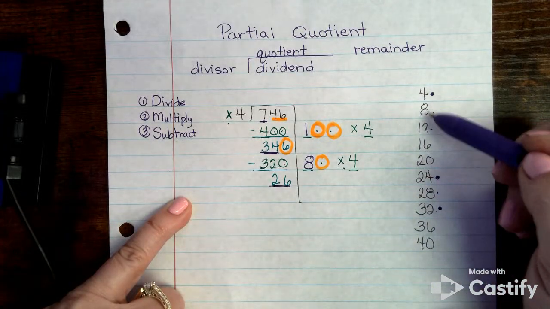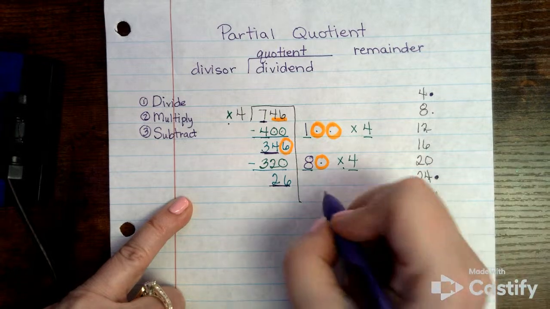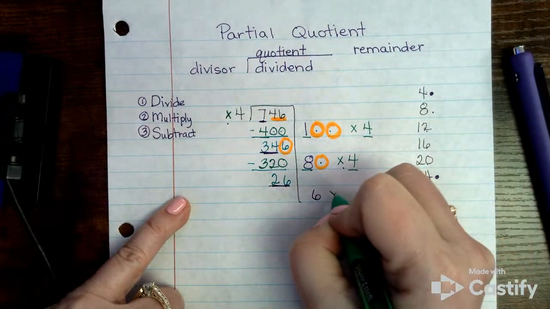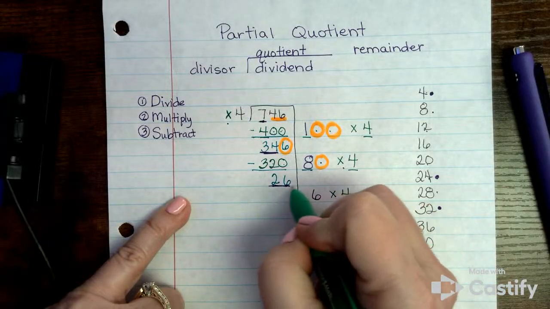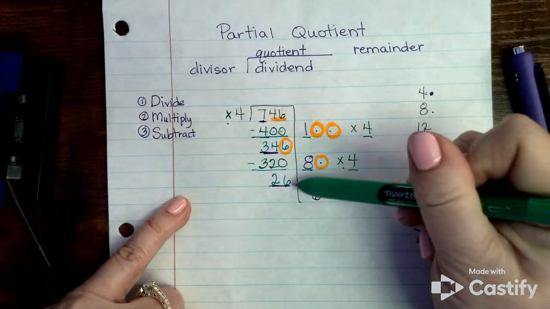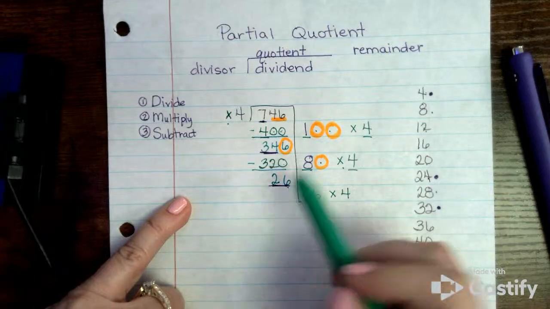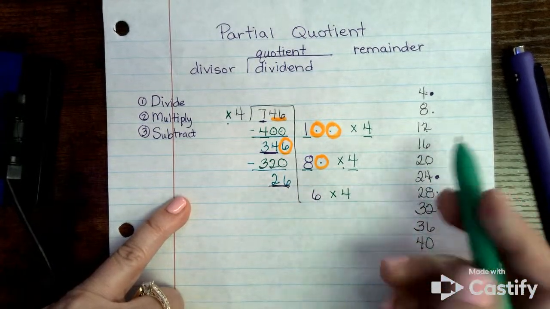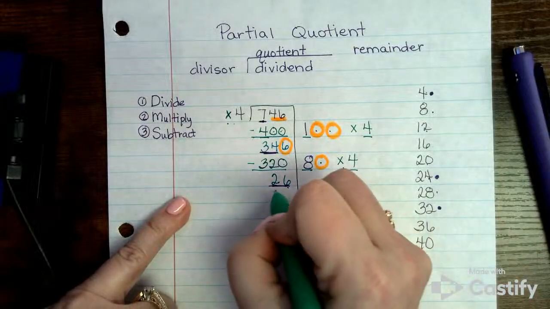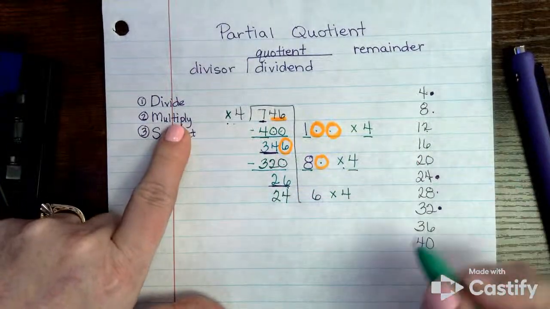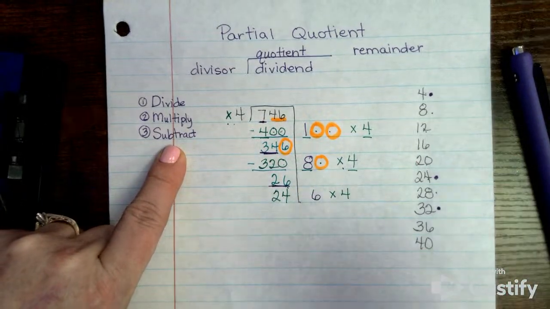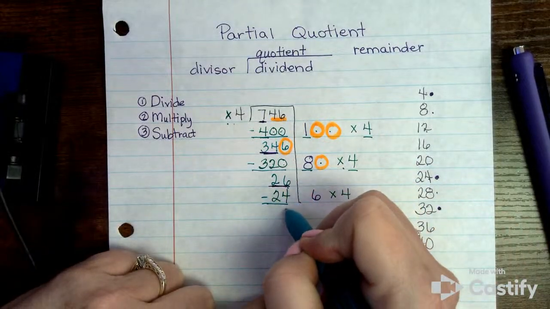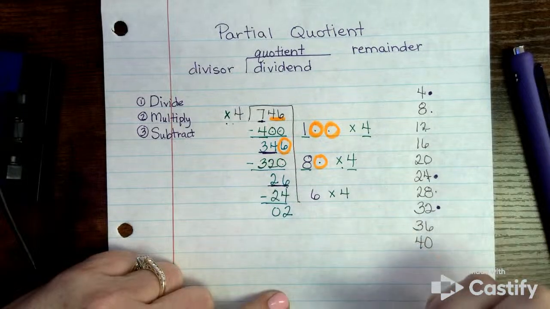24 was 1, 2, 3, 4, 5, 6 groups of 4. So 6 groups of 4. Now I didn't put a 0 here because we don't have any places that we didn't use. There isn't. We used the last of our digits, the last of our places. So no 0 here. But we are going to multiply the 6 times 4, always times the divisor, which is 24. And after we multiply, it's time to subtract again. 26 minus 24 leaves us 6 minus 4 is 2. 2 minus 2 is 0.